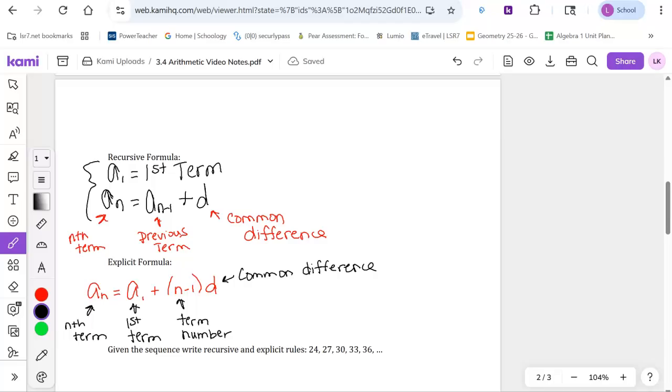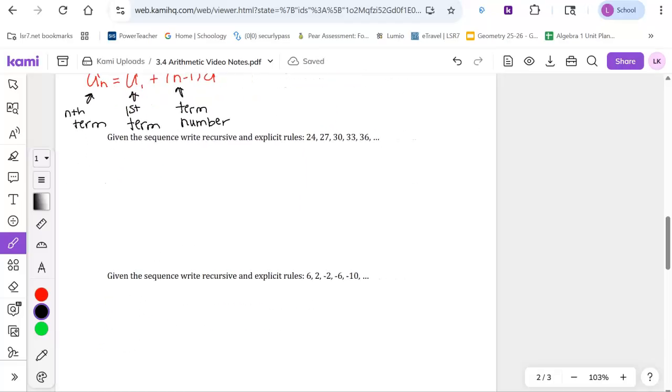So let's do some examples. Given this sequence, write recursive and explicit rules: 24, 27, 30, 33, and 36. So for the recursive formula, I'm going to have a sub 1, which is 24. We need to find our difference. We're adding 3 each time, so our common difference is 3.